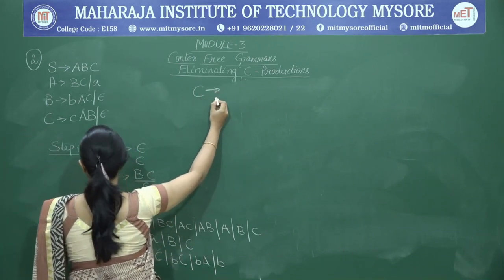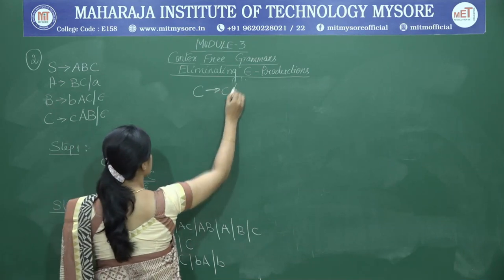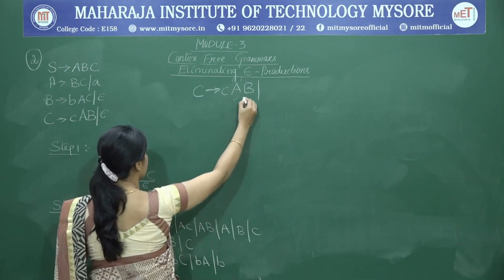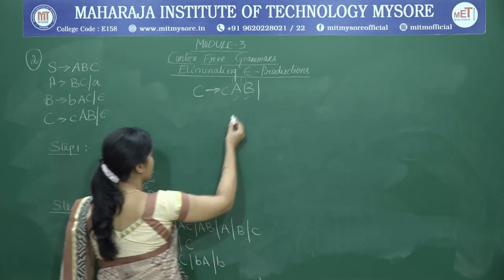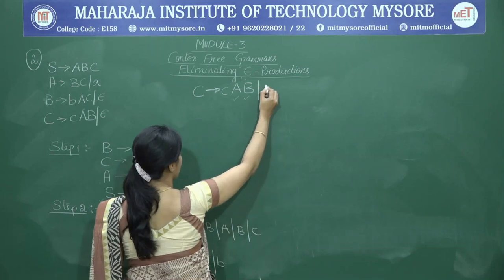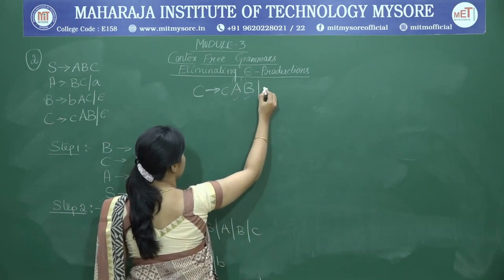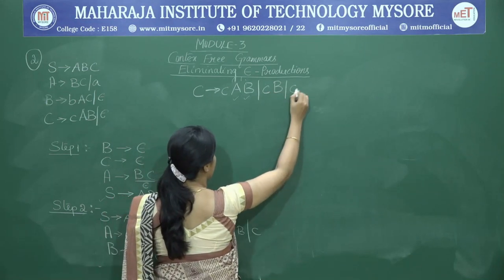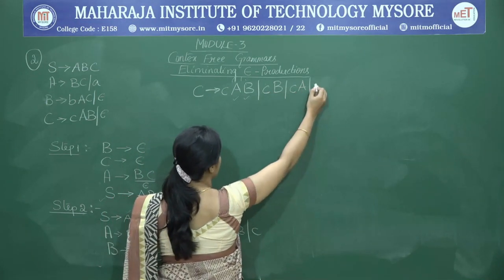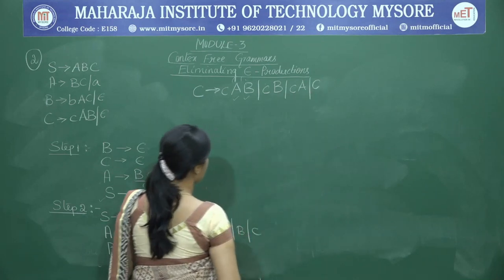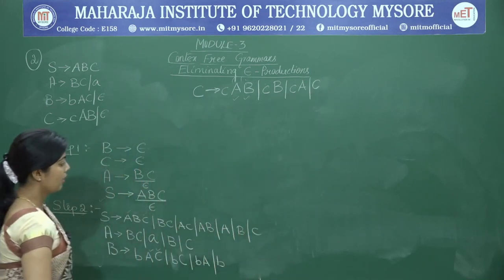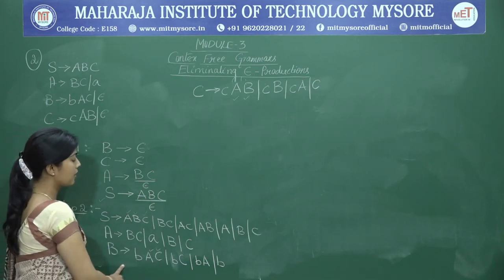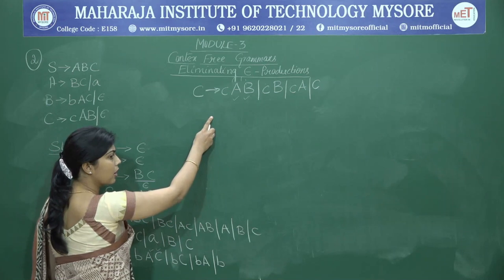We'll choose C production now. So C goes to C, A, B. Do not write the epsilon production. A is also nullable, B is also nullable. So we'll write the productions now. So if first A is nullable, what we have is CB. If B is nullable, we have CA. If both are substituted for epsilon, we'll just have C. So these are the different productions that we write after eliminating the epsilon productions.